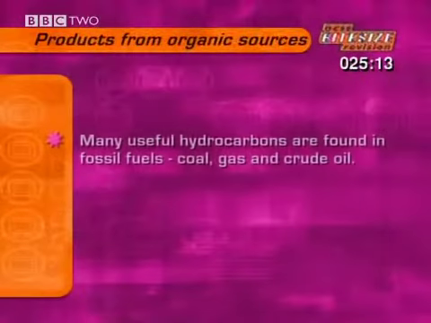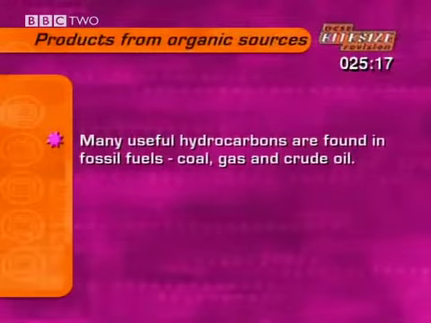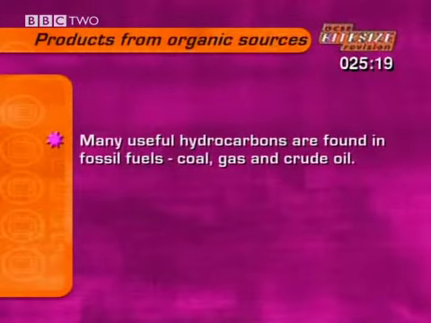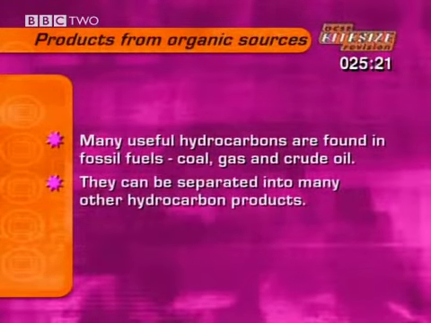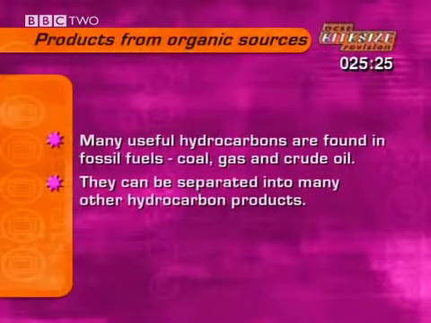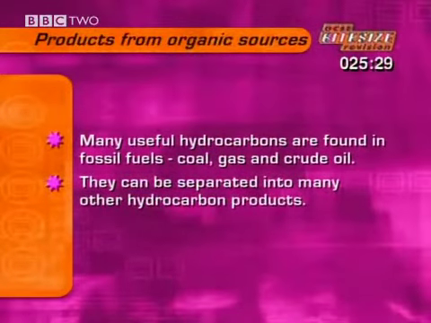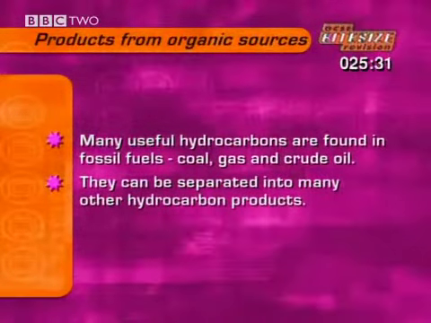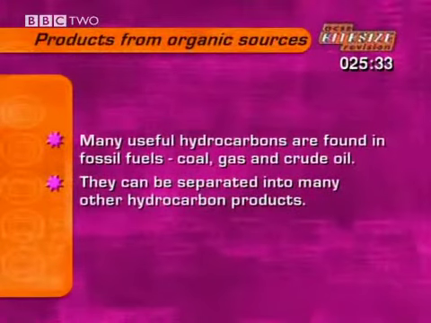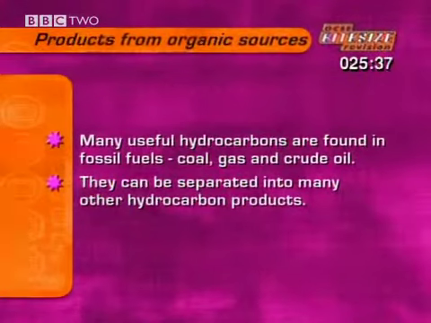Some of the most useful hydrocarbons can be found in fossil fuels, like coal, gas or oil from under the ground. It's a hugely important industrial process to separate crude oil into the many useful different hydrocarbon products it contains. As you watch the next clip, note down some of the different hydrocarbons found in crude oil and the processes used to separate them.